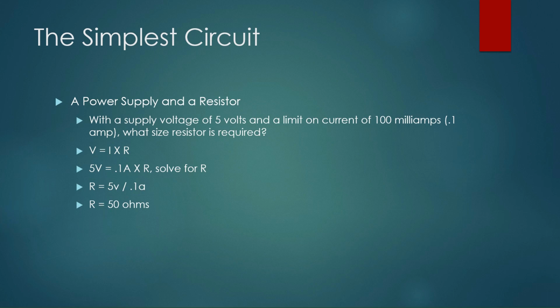So if we solve for R, looking back at our mnemonic, R is equal to V over I, and so 5 divided by 1/10 of an amp is 50 ohms. So the resistance that is required to limit current to 100 milliamps with a supply voltage of 5 volts is 50 ohms.